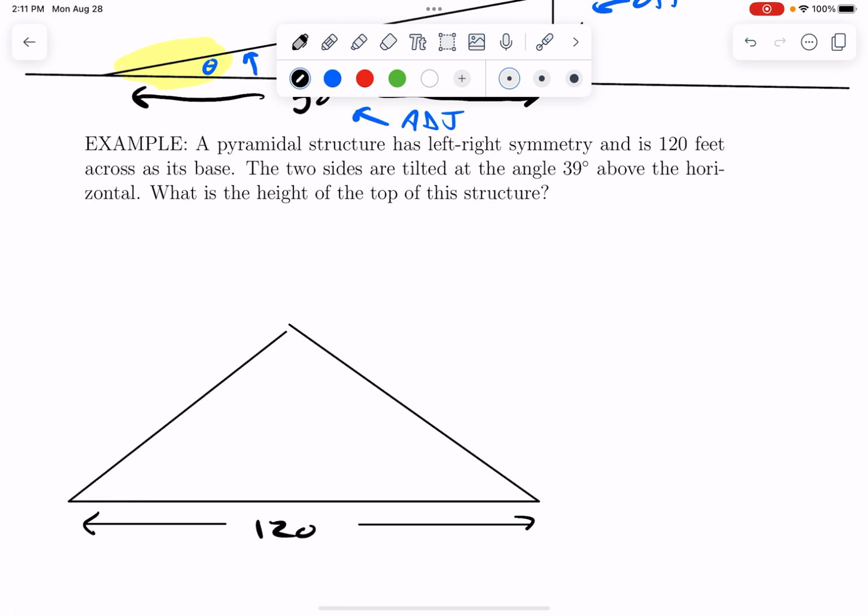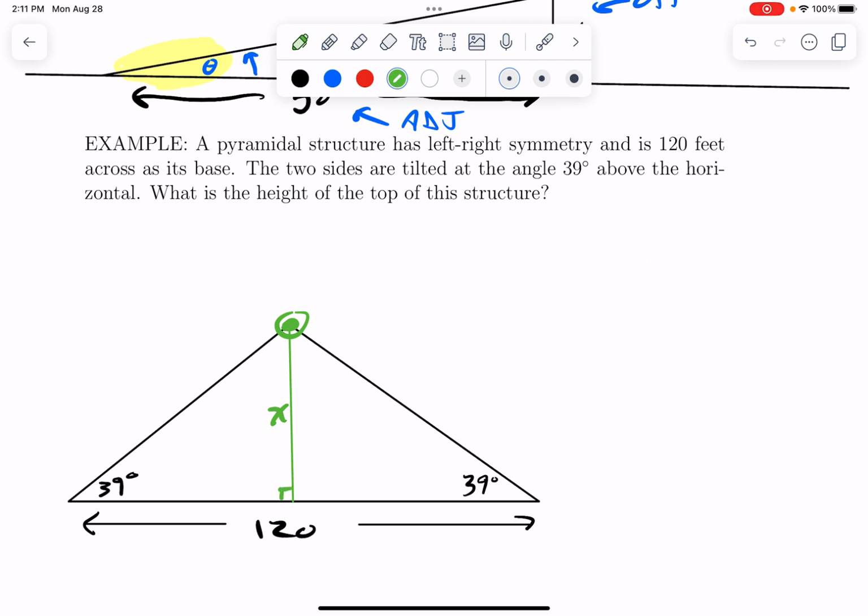So I have left-right symmetry. This is a 39-degree angle here. This is a 39-degree angle here. And I want to know what is the height of the top of this structure. So there's the top, and I want to know how tall is that. So straight up from the bottom, how tall is that? I'm not going to call it h because that might confuse us with hypotenuse. Let's just call it x. We want to solve for that height.